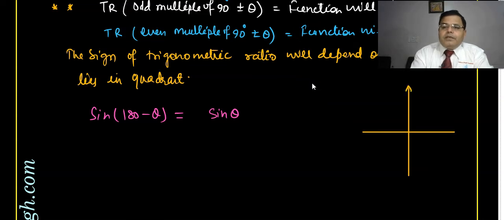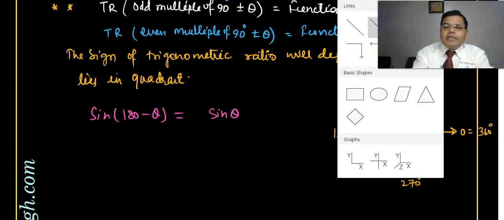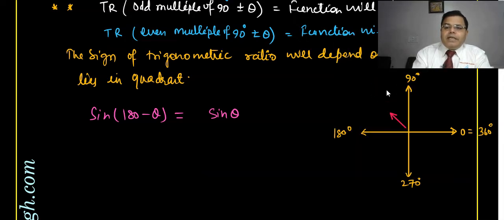This one is 90 degree. This one is 0. And this one is 180 degree. This one is 270 degree, or even this can also be described as 360 degree. So where does 180 minus theta lie? It is less than 180, so clearly 180 minus theta lies in the second quadrant.